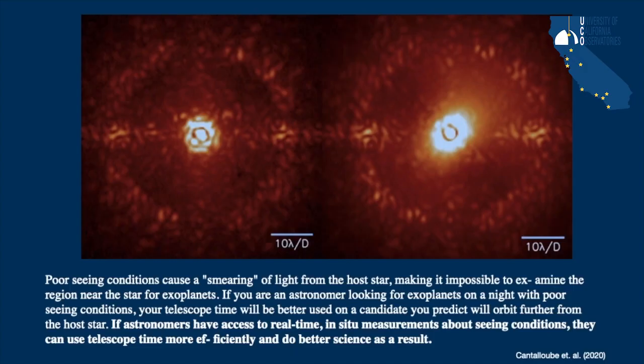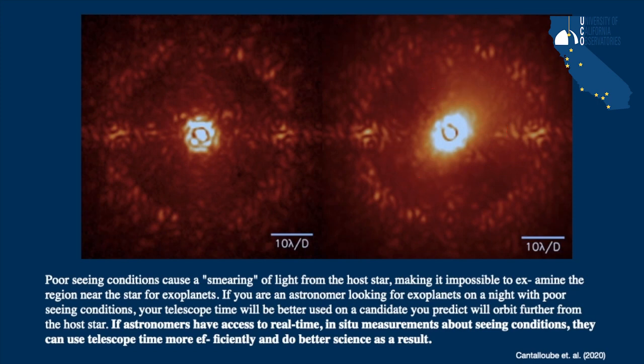So the motivation behind this research is that it's really important for astronomers to have real-time information about the atmospheric conditions at their telescope. To visualize this, this graphic shows an image of the same star over two different nights, the left being from a night with really good atmospheric conditions, or good seeing conditions, and the right from a night with poor seeing conditions. And you can see that when there are these higher levels of turbulence, so worse seeing conditions, you're getting this smearing of light around the star.